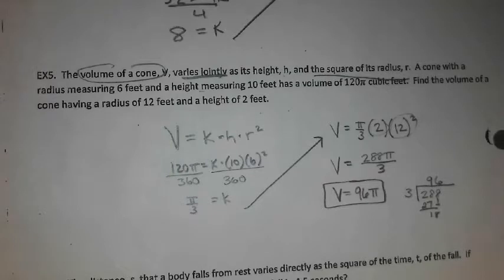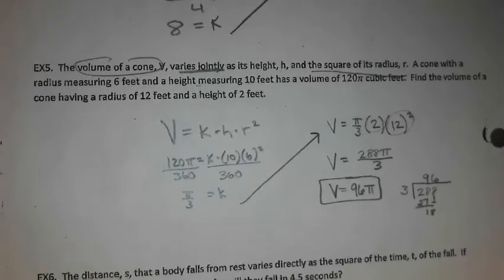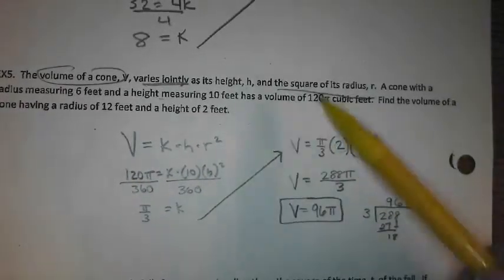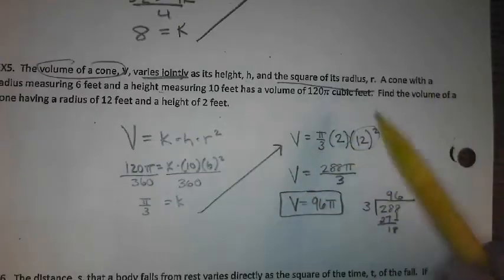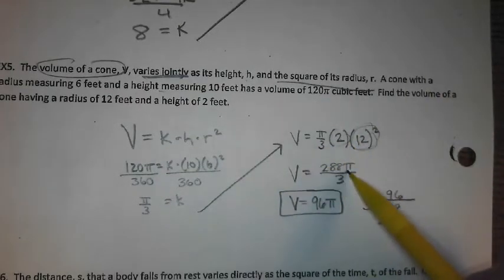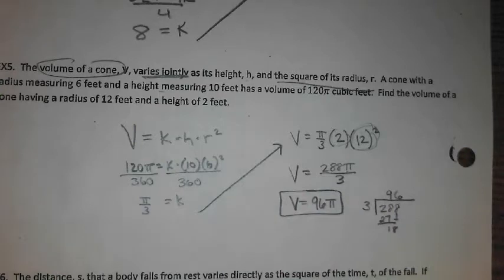Yes? What'd you get? Oh, what's that? 288 over 3. Okay. So actually, I want to talk about that. 96 pi is the correct answer. And when I did it the first time, I got 144 times 2, 288 over 3.